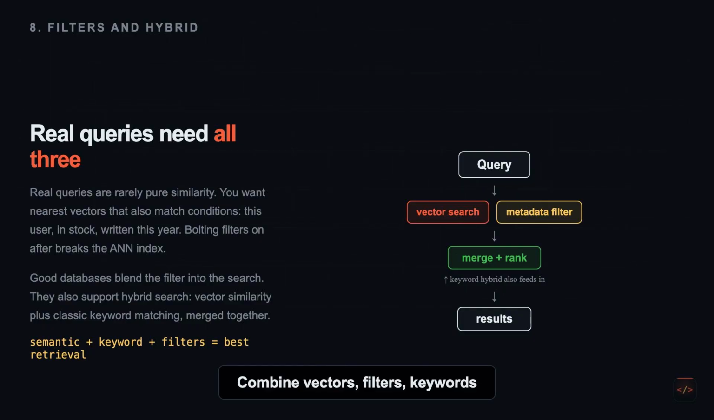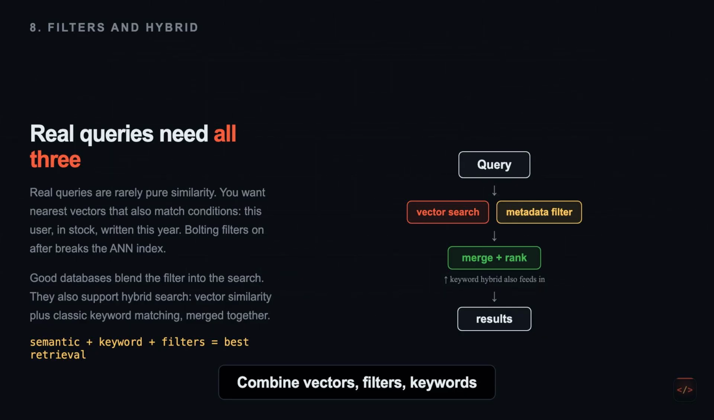So real queries are rarely pure similarity. You want the nearest vectors that also match conditions. Let's say for this user, in stock, written in this year. So that is what you call metadata filtering. But it is trickier than it sounds, because a filter can remove most of the candidates the index wanted to return. So good vector databases blend the filter into the search rather than bolting it on after.